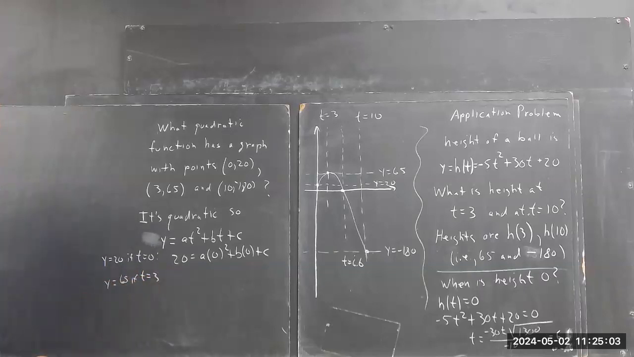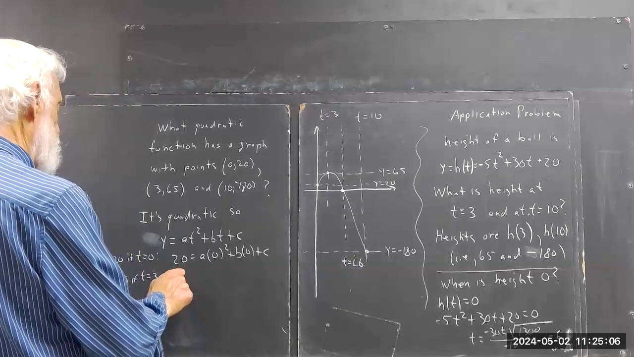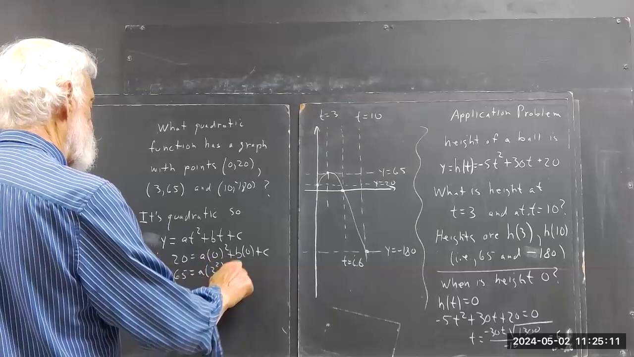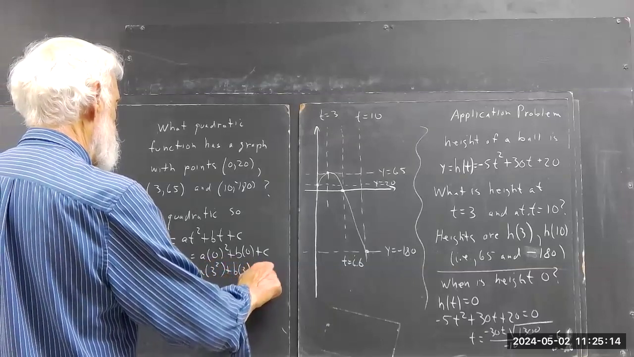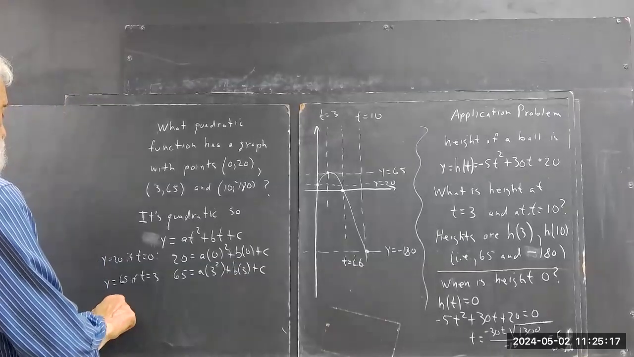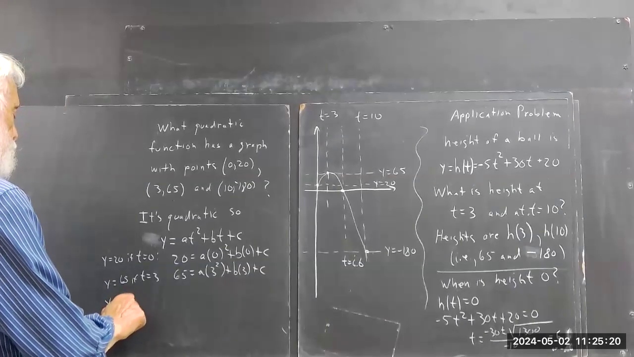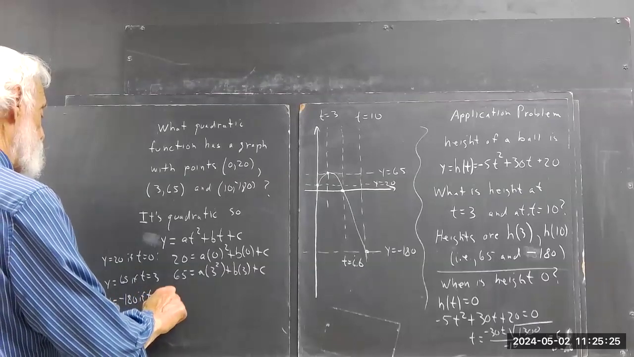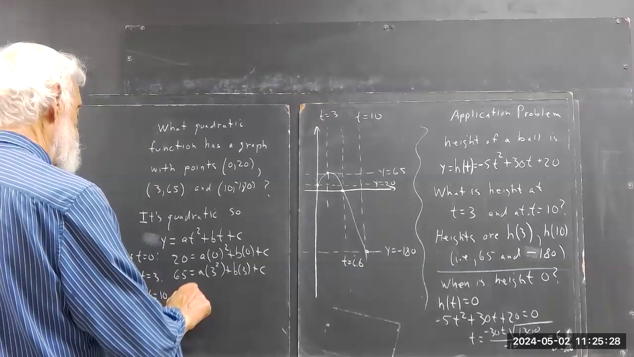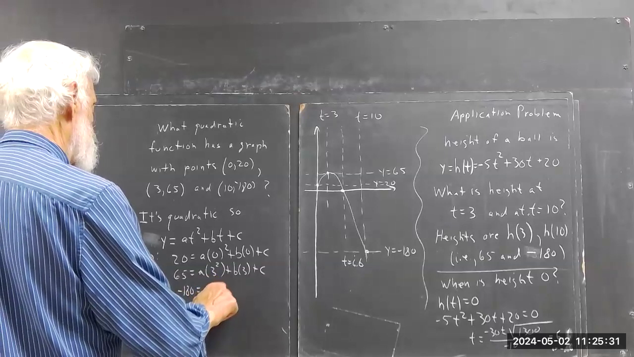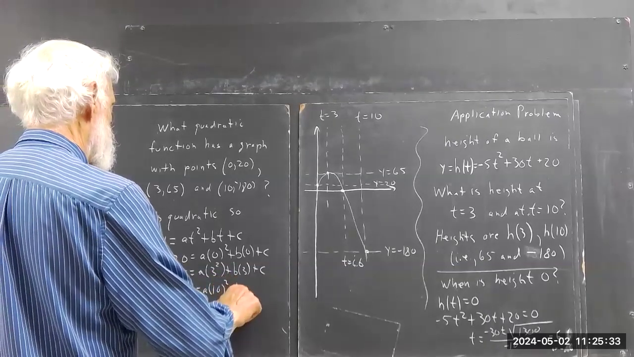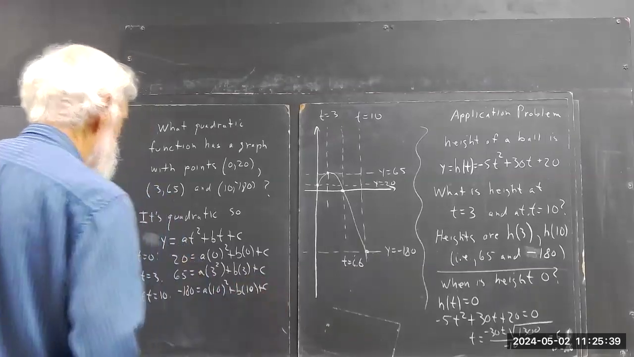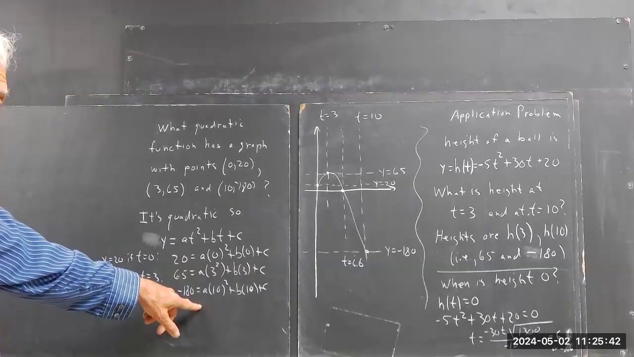Y equals 65 if t equals 3. So we get 65 equals a times 3 squared plus b times 3 plus c. Y equals negative 180 if t equals 10. So we get negative 180 equals a times 10 squared plus b times 10 plus c. That's three simultaneous equations in three unknowns.